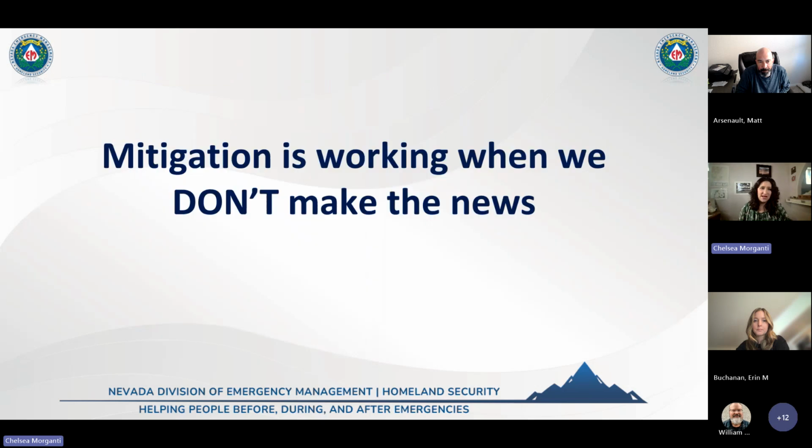The point of this is that mitigation is working when we don't make the news. It's working when we implement projects prior to the bad day so that when the bad day comes, we are able to recover more quickly. Nobody loses their house. Nobody loses their life. The idea is that mitigation is done prior to the bad day, and the bad day isn't as bad as it could have been.